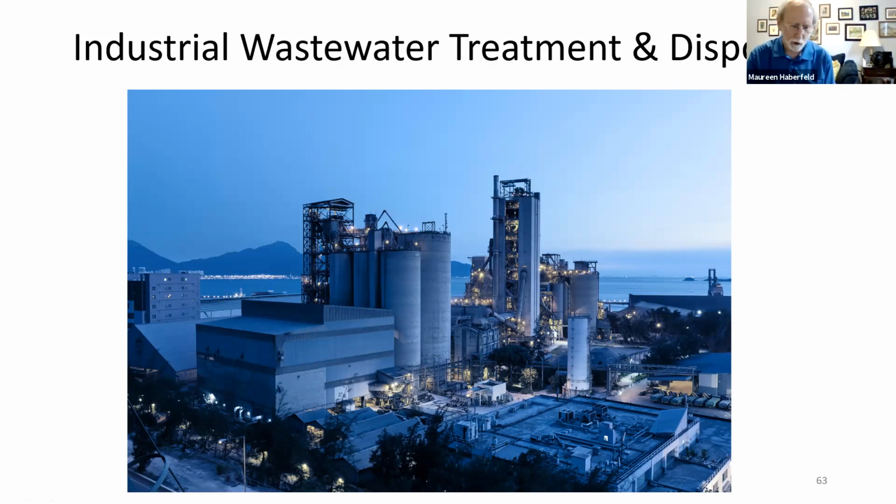Industries that have large volumes of wastewater, or wastewater that has characteristics that prevent them from sending it to a domestic wastewater plant, need to treat and discharge their own wastewater. A plant, I don't know what kind of plant this is, but it's awfully big. And I would imagine they have to have their own treatment process and their own disposal or discharge process.